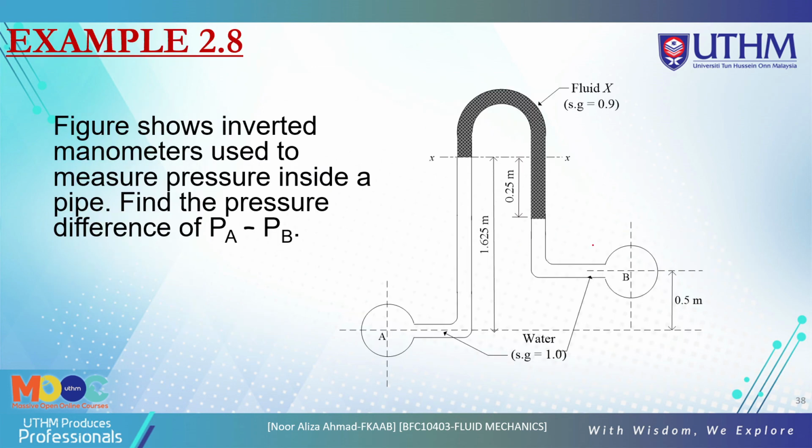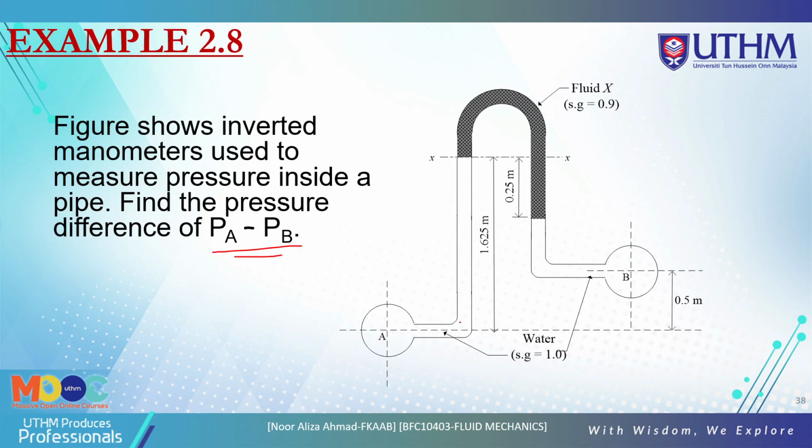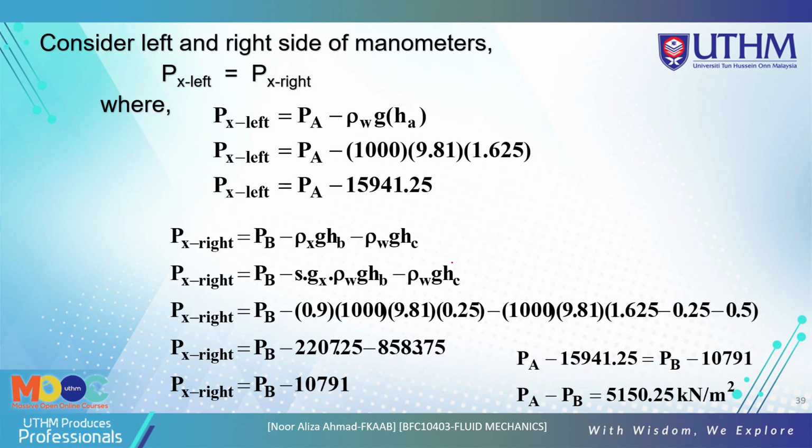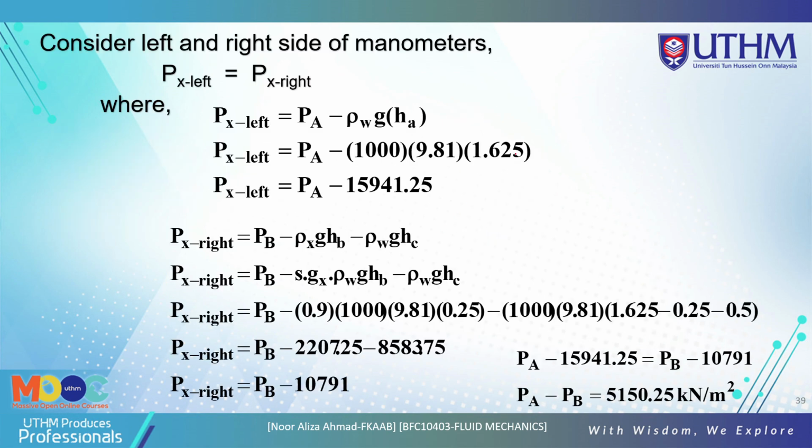So now we look at the example here, okay, to find the pressure PA minus PB. So use the concept of the same level here, okay. So you use the left and the right side here. So you just look first at the left, pressure at left. So we know that we consider the pressure at A here, okay. Consider also the density of A here, okay. That's why we get the density of water g hA, and hA is 1.625 meter, okay.